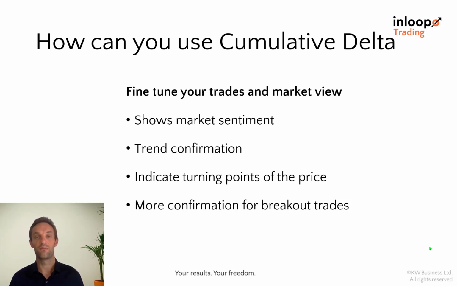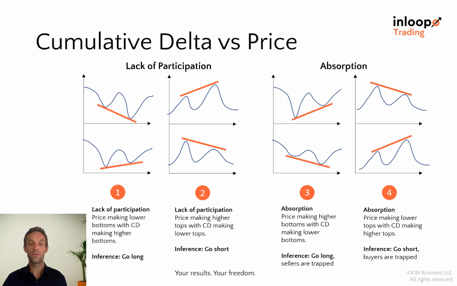Let me give you some examples, break it all down, and visualize it a little bit. Here you can see the two main ways how you can see cumulative delta. First of all, it can be used to determine a lack of participation of buyers or sellers. And the second thing is it can be used to see absorption in the market. Let's start with lack of participation.